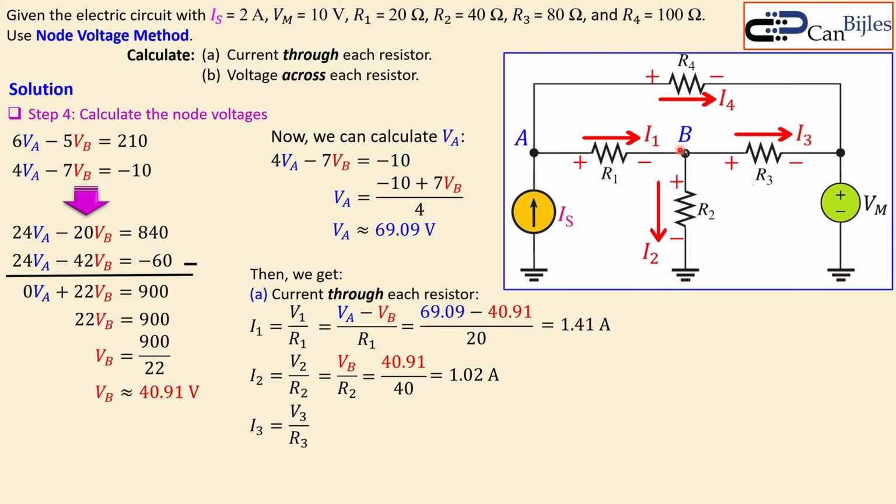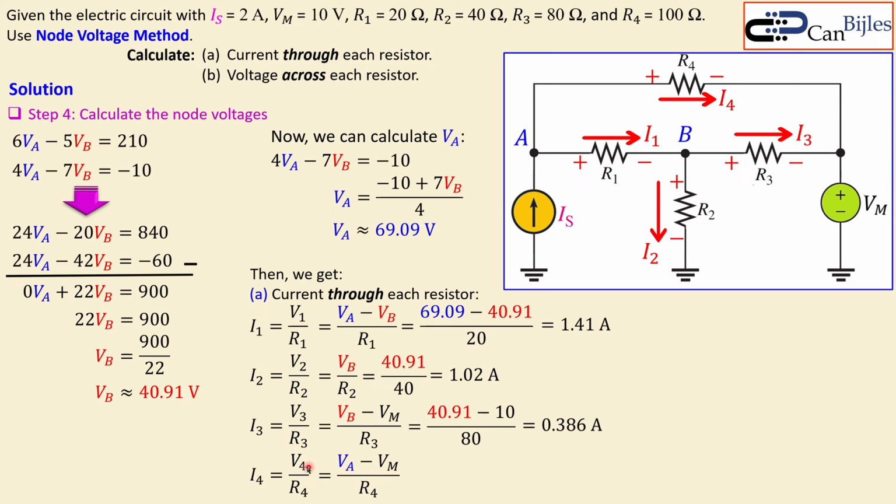I3 is V3 over R3. So for this one we need VB, and we also need the other node voltage, because the difference will be the voltage drop across this resistor R3, divided by R3 itself, which is 80. So you will get 0.386 amps, or 386 milliamps.